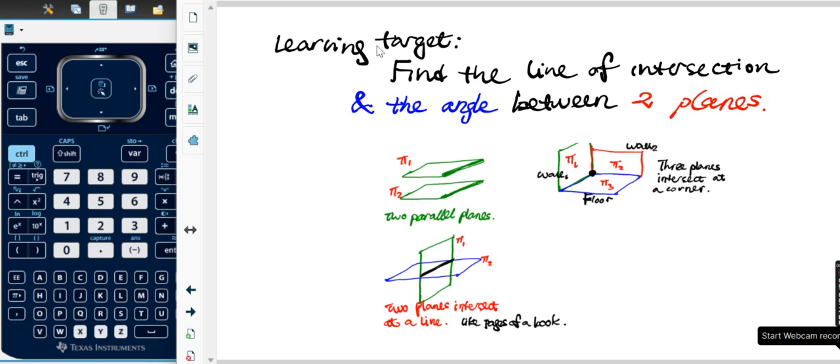My name is Ming. Today we're going to look at this particular learning target. Find the line of intersection and the angle between two planes.